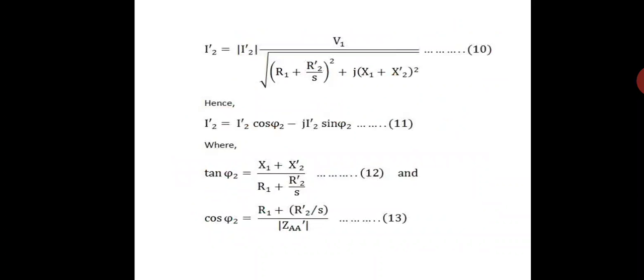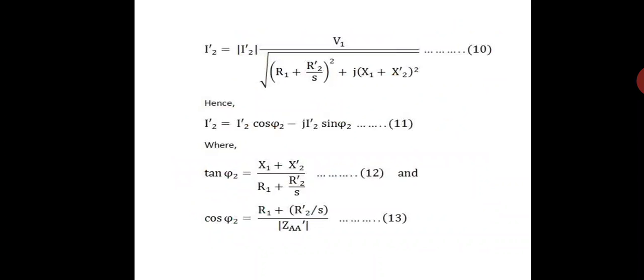We will get the final expression I2' equal to V1 divided by (R1 + R2'/S) + j(X1 + X2'). So now we can calculate the magnitude of current I2' equal to V1 divided by the square root of (R1 + R2'/S) whole squared plus (X1 + X2') whole squared. So from this impedance triangle, we can write I2' equal to I2' cos φ2 minus j I2' sin φ2. This is the basic expression.